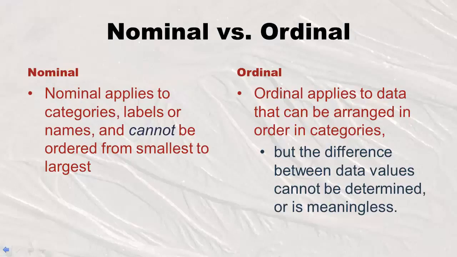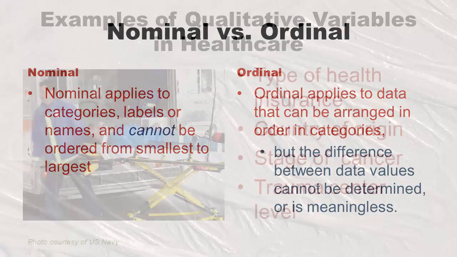But remember that thing I was saying about quantitative? It's not quantitative, right? Because the difference between the data values either cannot be determined or is meaningless, like I was talking about with cancer. Especially, if you go from stage 3 to stage 4, that's materially different than stage 1 to stage 2. So you really can't determine those things. So this is where we're going to get into that. It's ordinal. It's arranged in categories that can be ordered from smallest to largest.